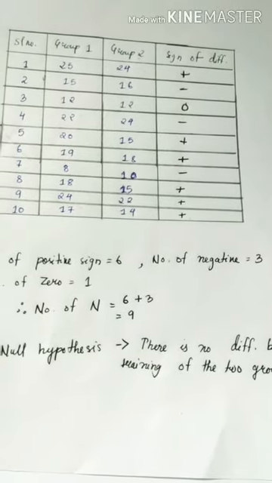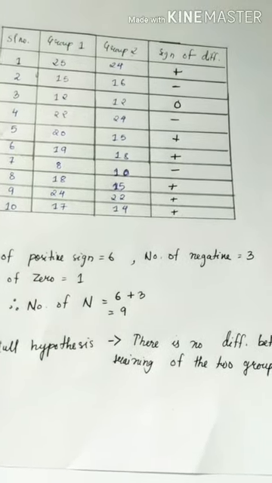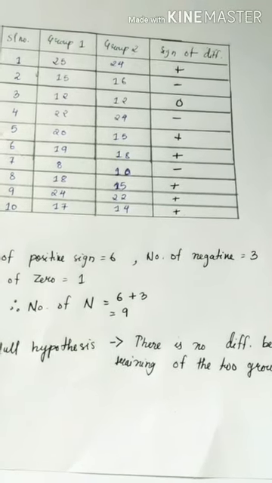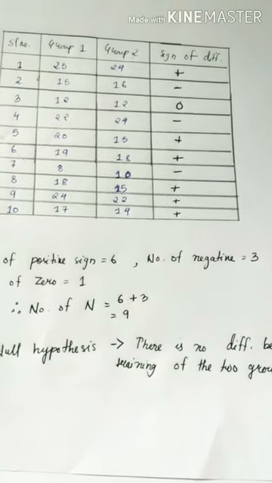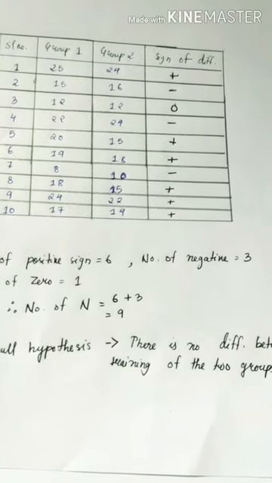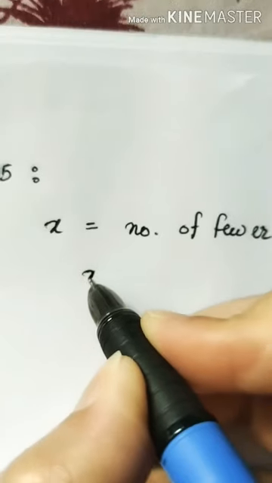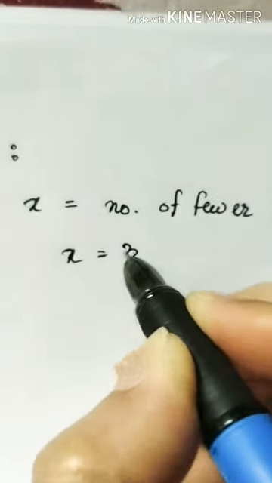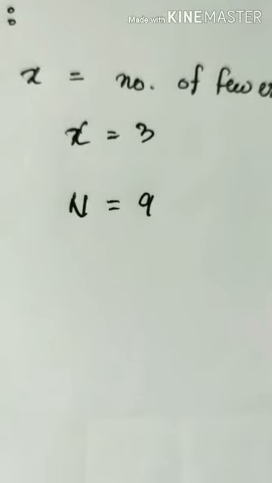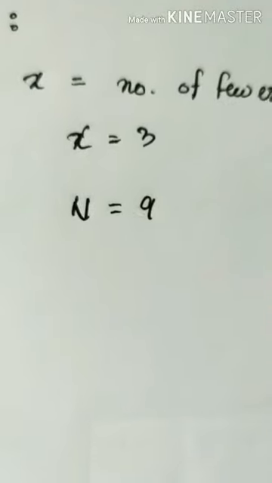Step 5 is to find the x value, which is the number of your sign. As you can see, the number of positive signs is 6 and the number of negative signs is 3. So between the positive and negative sign, the number of the less frequent sign here is 3. Since 3 is smaller than 6, we will take x as 3. After finding the value of x, we have to find the value of n, which is the total number of samples. Since we have established n to be 9, this is the value of x and n.